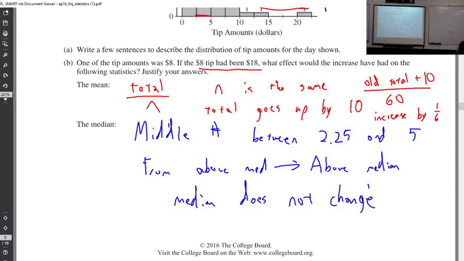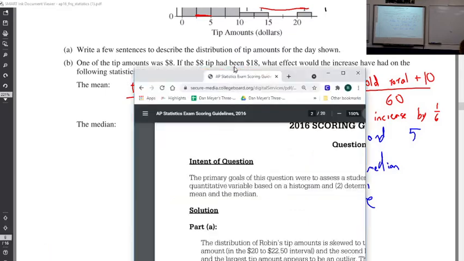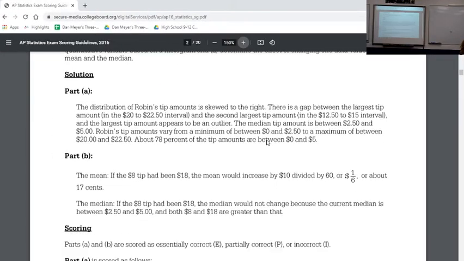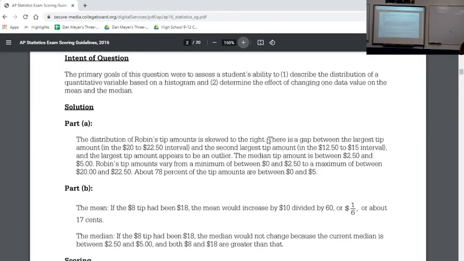So let me just give you very quickly what AP's answers were, so that you see, especially for part A, how that outline of shape, outlier, center, spread can turn into a series of sentences that gives a comparison. The distribution of Ravin's tip amounts is skewed to the right. Right away, we're putting in the context of the question. We're not just saying the median is 5. We're saying the median amount of tips would be $5, and that gives me context of the question. Skewed to the right, there's my shape.